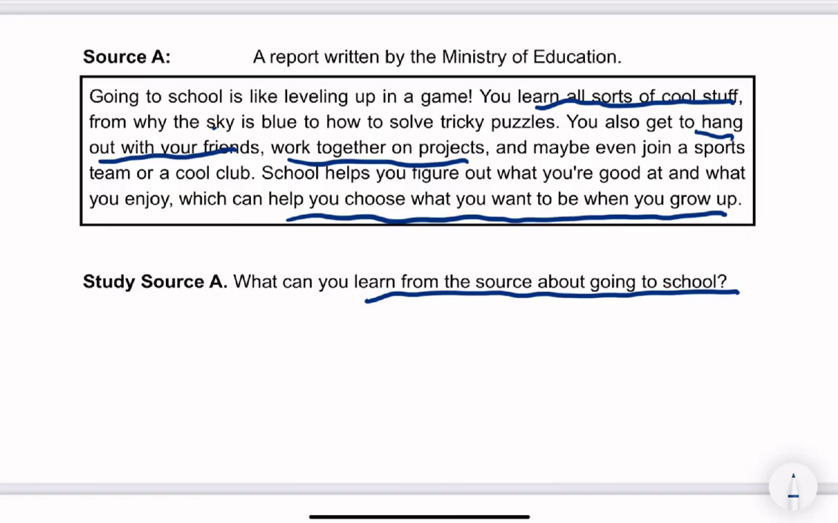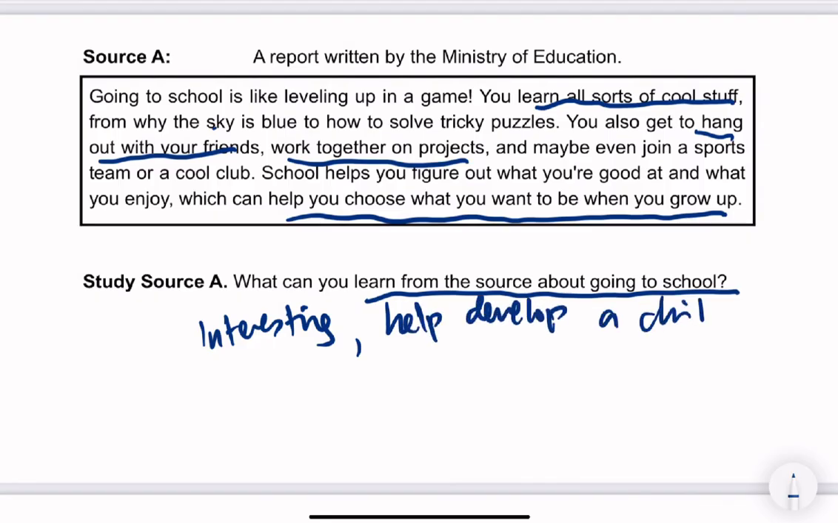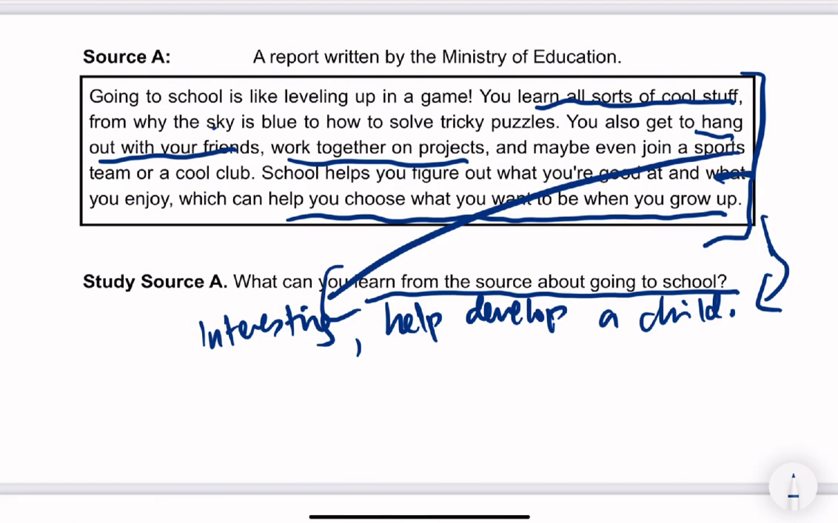So to answer, what can you learn from the source about going to school? I can say going to school is interesting, or I can say that going to school is something that will help develop a child. Going to school is interesting based on these points here. Going to school can help to develop a child. This is the evidence for this one here.